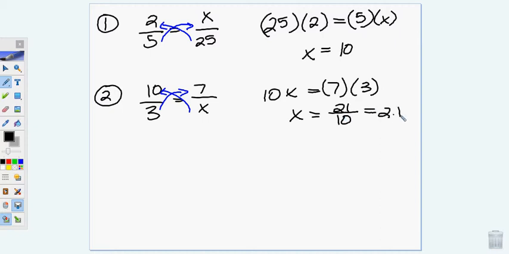So for those of you that were concerned that your answer couldn't be correct because it's a decimal, you were still right. The answer was in fact a decimal. And that's okay. Sometimes it is.